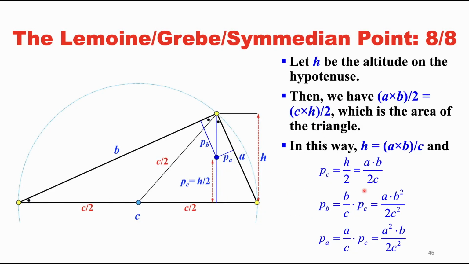This is the result. We know h times c is equal to a times b, twice the area of this right triangle. So h is equal to a times b over c. So PC is this. Now, PB over b is equal to PC over c. We move b here, and we have PB like this, PA like this. So we are almost done.